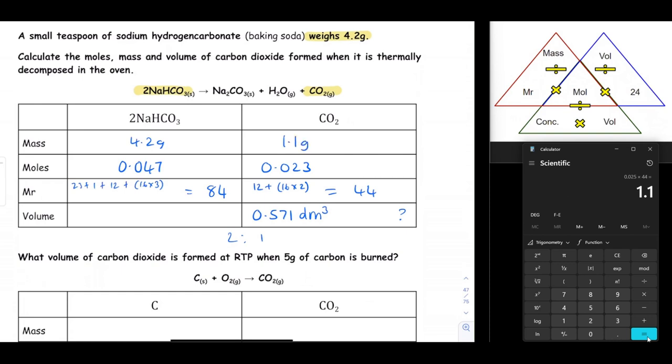So now I've got everything that I need. I've got the mass, yes. I've got the moles, yes. And I've got the volume, yes, of carbon dioxide.